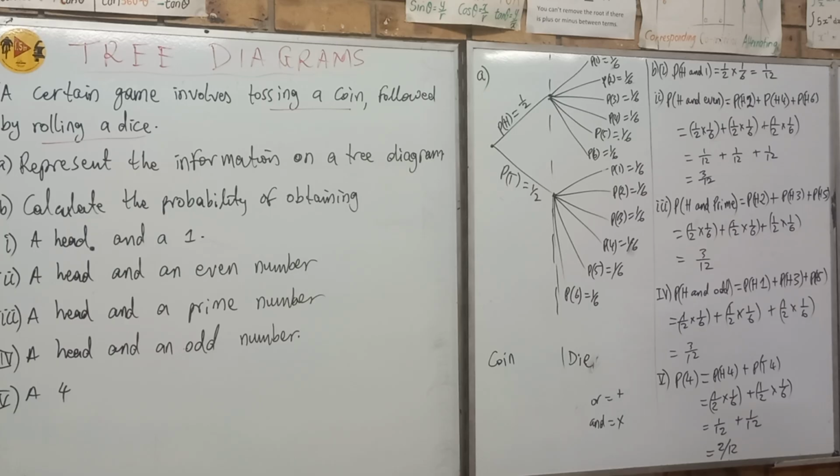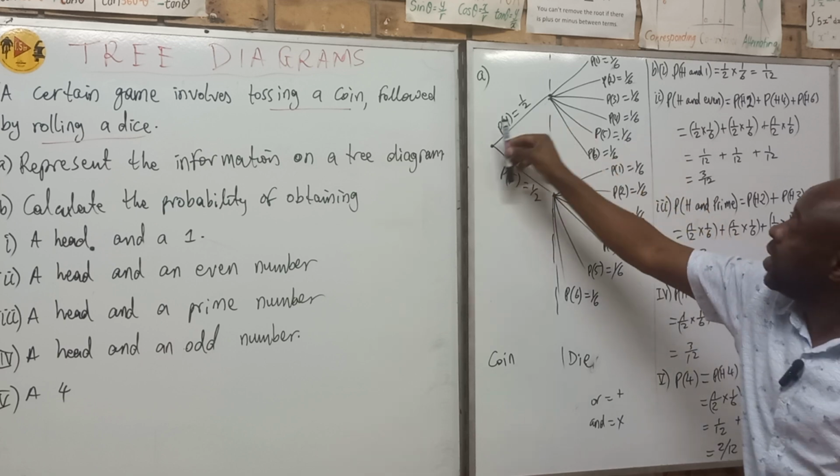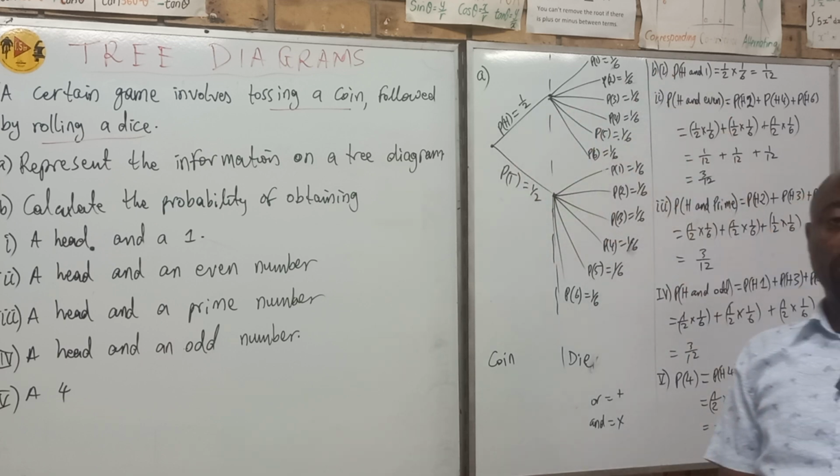And what we've done, you can do the same thing with the tail. A tail and a 1, a tail and an even number, a tail and a prime number, a tail and an odd number. Then you can look for a 5, a 6, a 1, up to 1, 2, 3, 4, 5, and 6. You can calculate them knowing that you read from the beginning right to the end. So that is how simple it is. That was just to show you how to read probabilities on the tree diagram from the beginning to the end all the time.